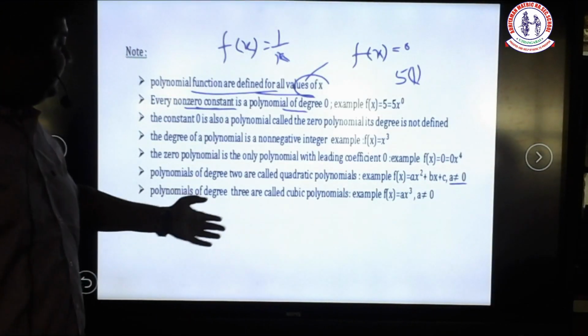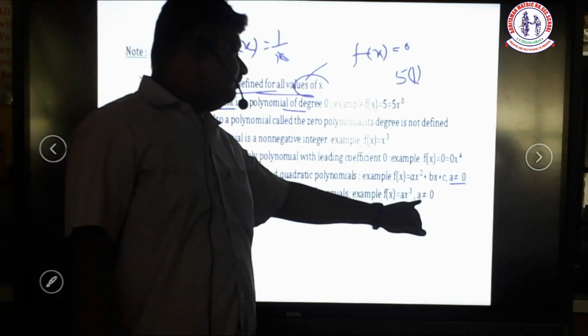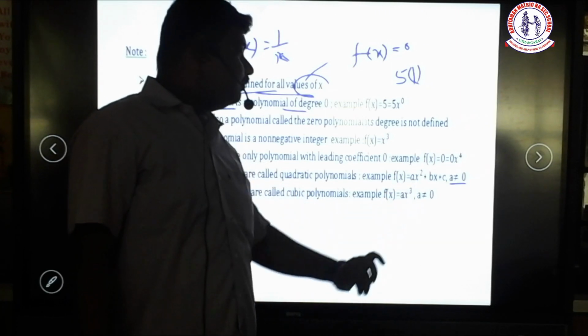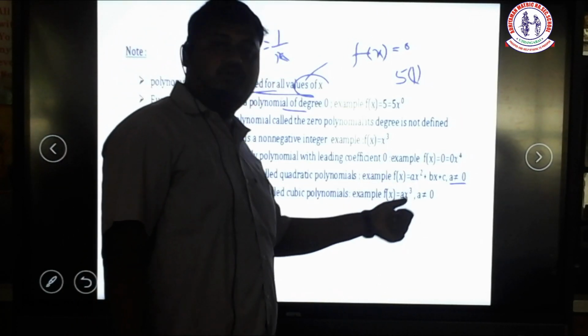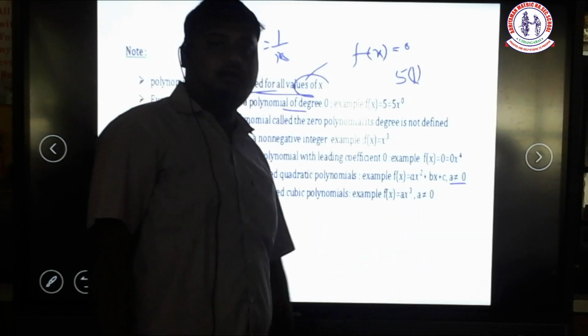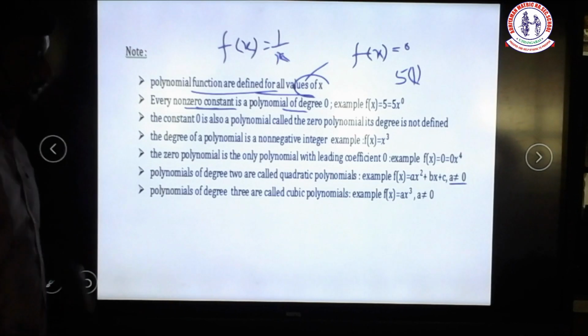Then a polynomial of degree 3 is called a cubic polynomial. Write f of x equal to ax cube plus so on. Once again we put a not equal to 0. Why do we put a not equal to 0? Suppose we give a is equal to 0, then f of x is equal to 0, which is called the zero polynomial. These are the important ones, maybe asked for 1 mark.